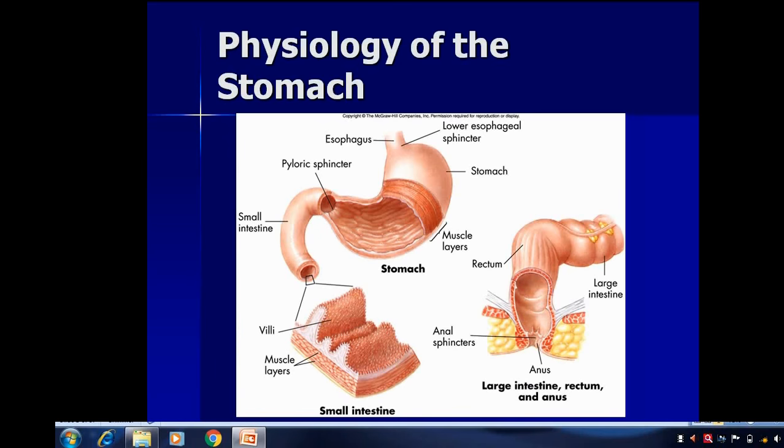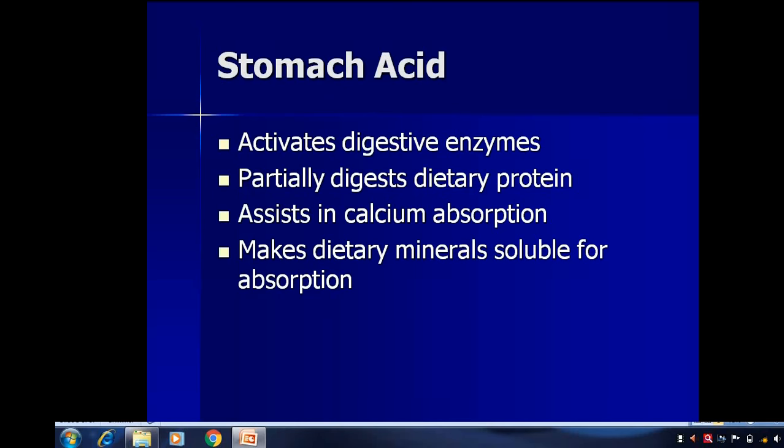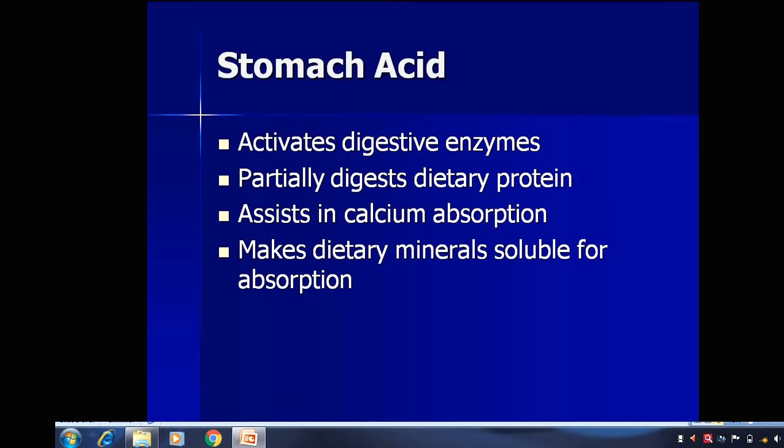Now when you see the physiology of the stomach, this is the structure showing different parts of the stomach. The stomach has the lesser curvature, greater curvature, mucous layer, pyloric sphincter and lower esophageal sphincter. Stomach acid activates digestive enzymes, partially digests dietary protein, assists in calcium absorption, and makes dietary minerals soluble for absorption.